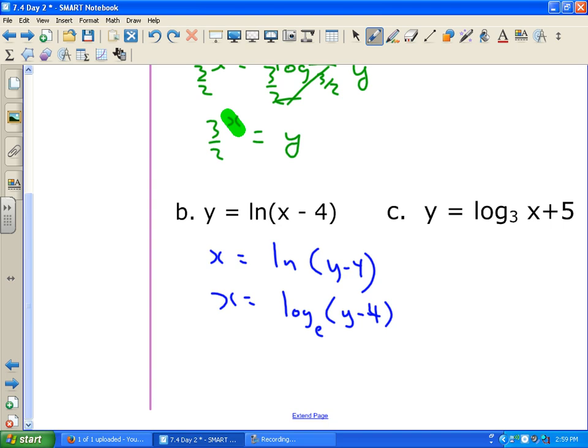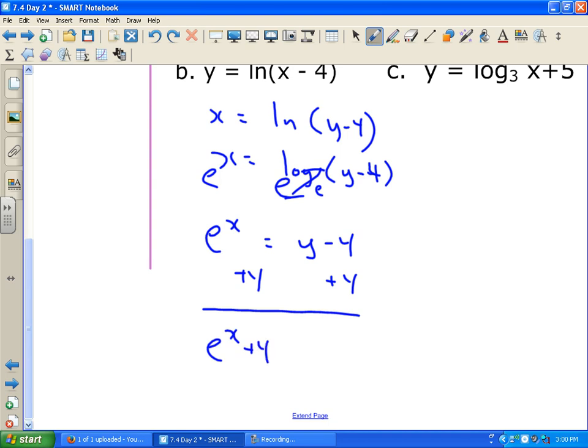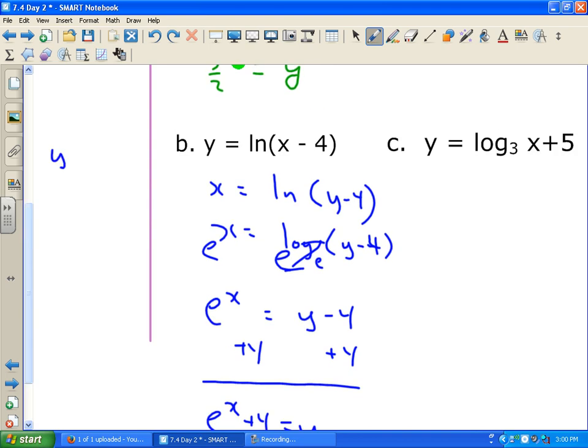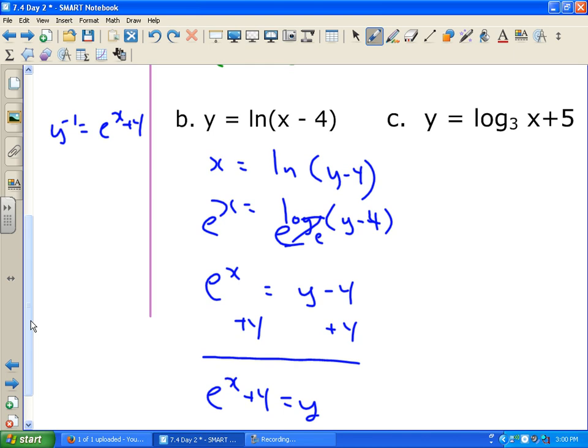I need to get rid of the log e, so I will introduce a base e to both sides of the equation. I have e to the x equals, there's my identity, I have y minus 4 on the right-hand side. Finish it up. Add 4 to both sides of that equation. E to the x plus 4 is what y equals. So my inverse function is e to the x plus 4. That's it? That's all we have to do? That's it. That's all you have to do.